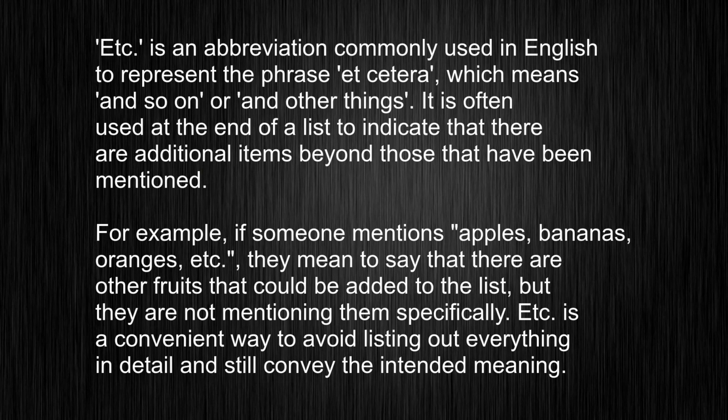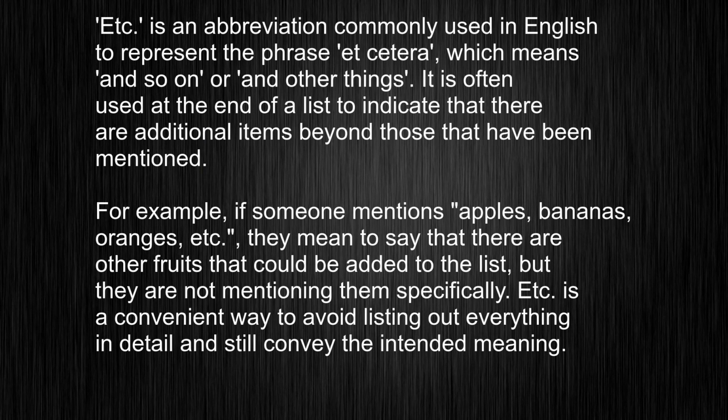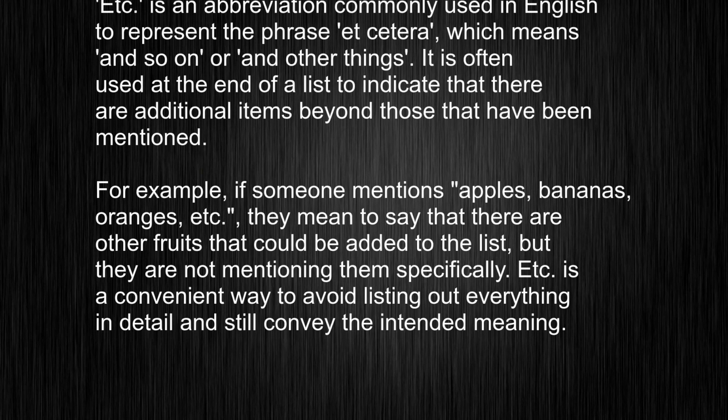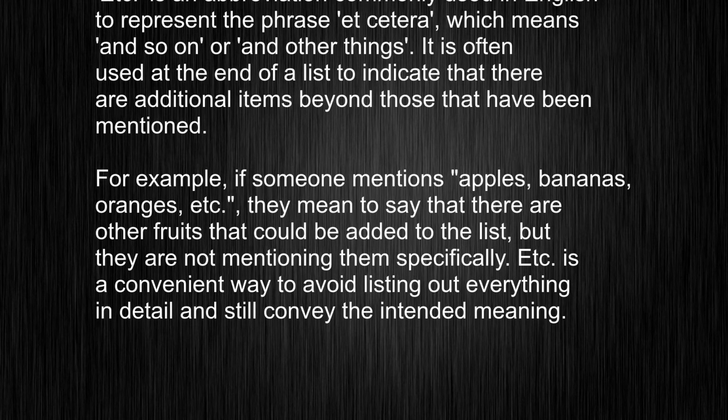For example, if someone mentions apples, bananas, oranges, etc., they mean to say that there are other fruits that could be added to the list, but they are not mentioning them specifically. Etc. is a convenient way to avoid listing out everything in detail and still convey the intended meaning.